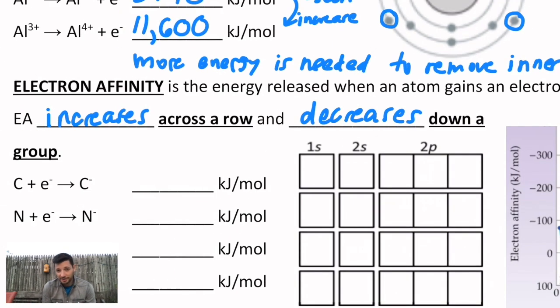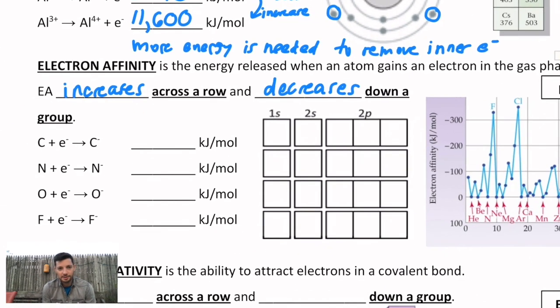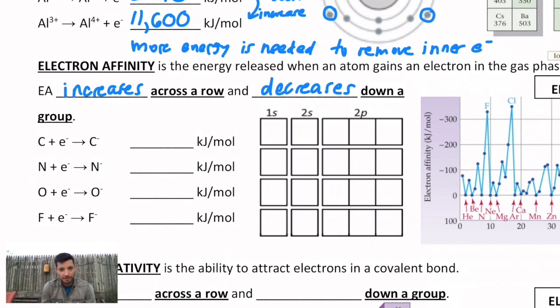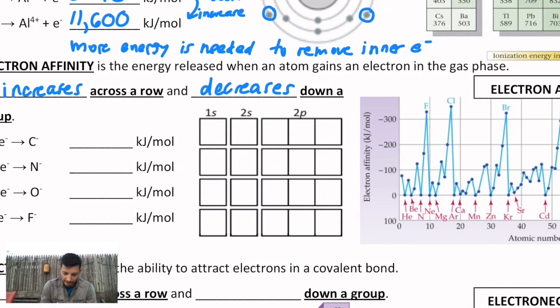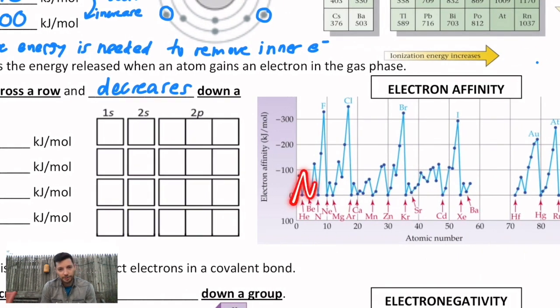But there are lots of exceptions to this, and what's more useful than knowing the exceptions, I think, is being able to explain any aspect of the trend and even some of the exceptions. There's a graph that more or less plots the electron affinities for the elements. You'll notice it gets more negative as it goes up the y-axis, so you release more and more energy as you go up that y-axis.